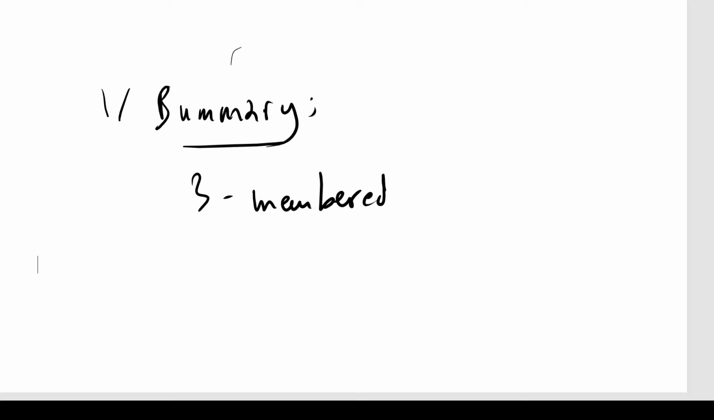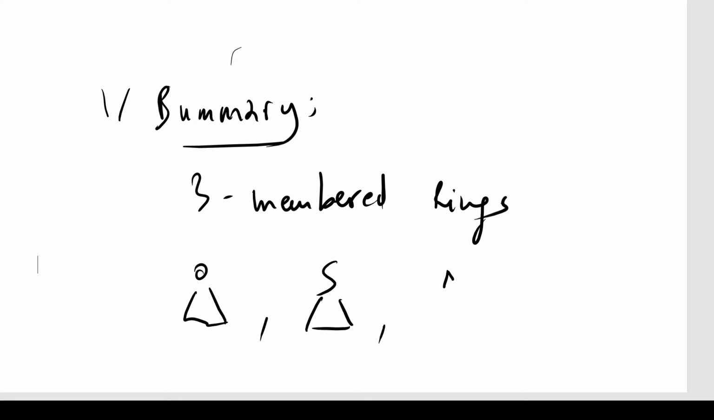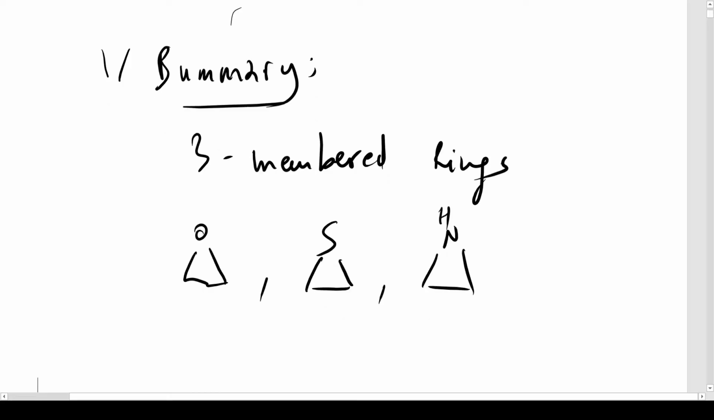Summary. So we presented the three-membered ring. It looks fine now. So we presented the three-membered ring. Thiophene. Okay. We talk about the three-membered ring, the epoxide.